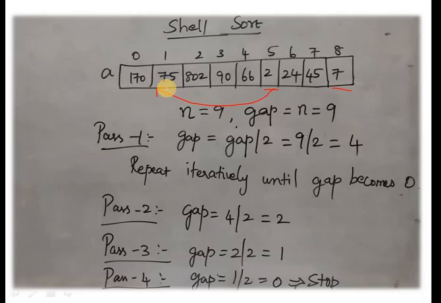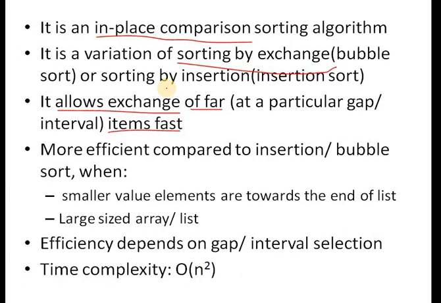So if the list contains smaller elements at the farthest position, we can go for the shell sorting technique. It allows exchange of far items faster, because it compares elements at a particular gap or interval. So it is more efficient. This algorithm is more efficient when compared to insertion and bubble sort. In some cases this algorithm works better and gives a good result.